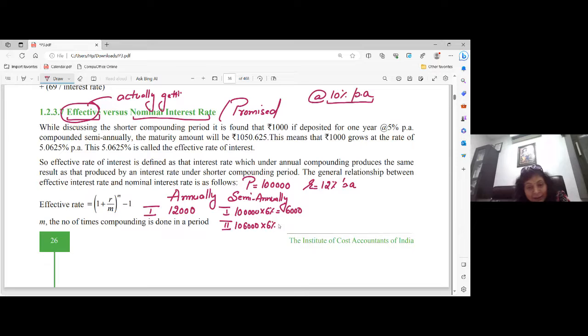So 6% of 1,06,000, that becomes 6,360. That means the total interest for 1 year is 12,360. So interest rate is 12,360 upon 1 lakh into 100. So that is 12.36%. Now this is called effective rate of interest.